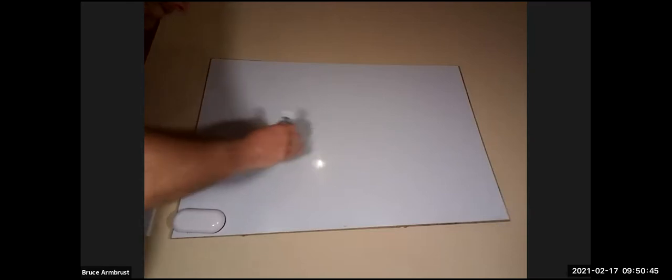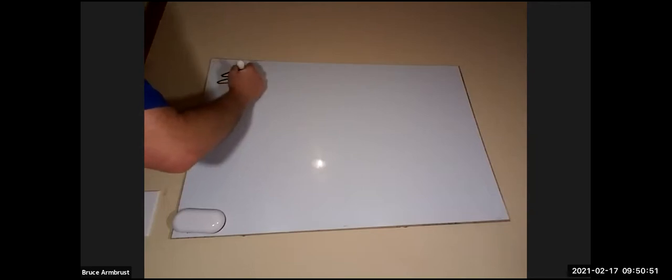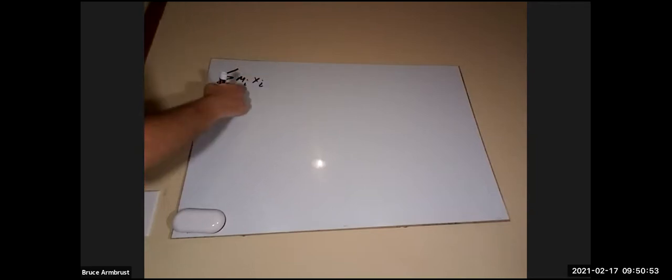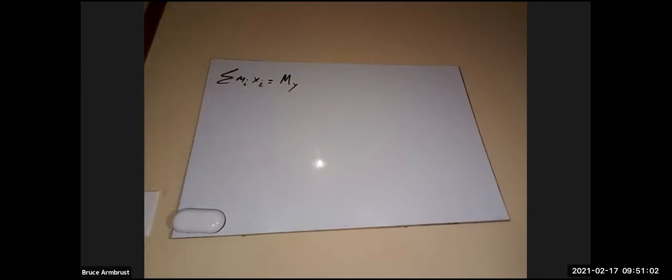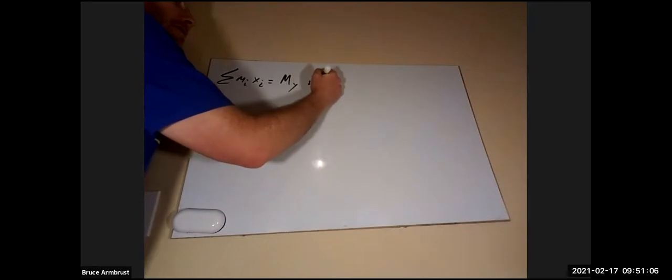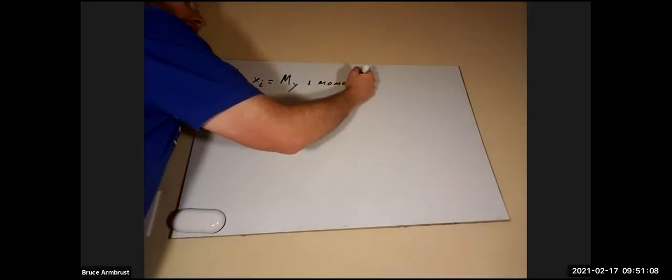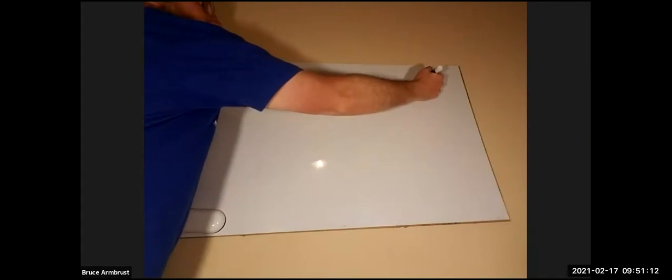So let me give you some other terminology that you're going to see in the book. So remember this whole m_i, x_i thing that we added up? What you're going to see there, if you look at the book, they're going to call that M_y. And what this stands for is the moment about the y-axis.